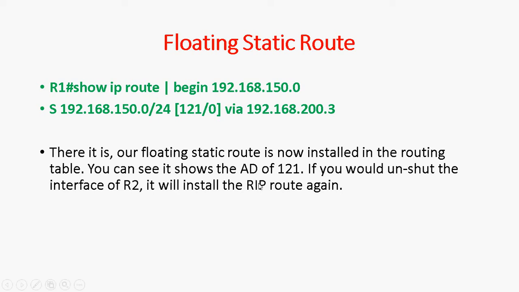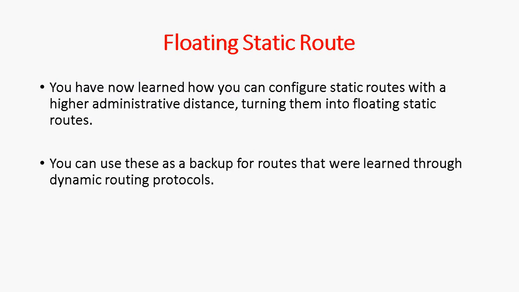You can see it shows the AD of 121. If you unshut the interface of R2, it will install the RIP route again. Once the router interface comes up, it will remove the static route and install RIP. When that interface goes down again, it will install the static route back for backup purposes. Okay friends, now you have learned how to configure static routes with a higher administrative distance, turning them into floating static routes. You can use this as a backup for routes that were learned through dynamic protocols.